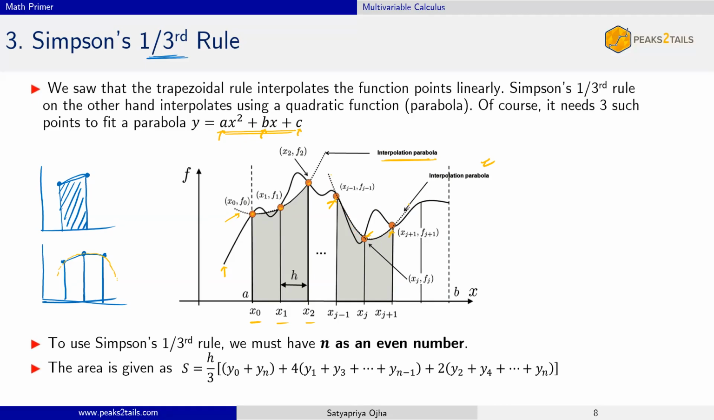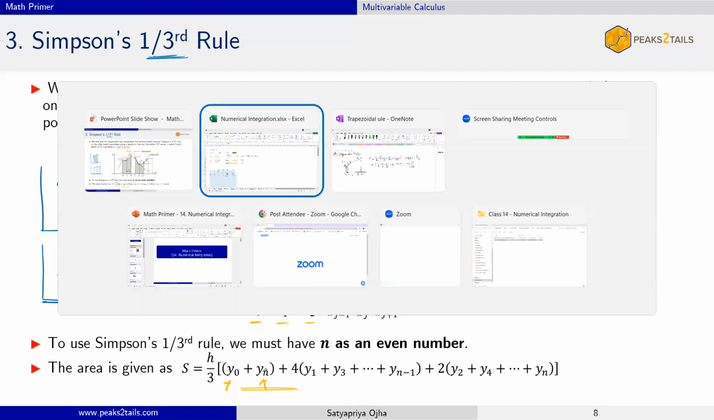And there is a derivation behind it. Basically, you have to solve for a, b, c based on the fitment and then find the area under the curve, then aggregate, and ultimately that leads to this final formula, which is h by 3 outside. It's a similar pattern, just the weights are different. We have y0 and yn. Remember, in trapezoidal rule, we had the same thing.